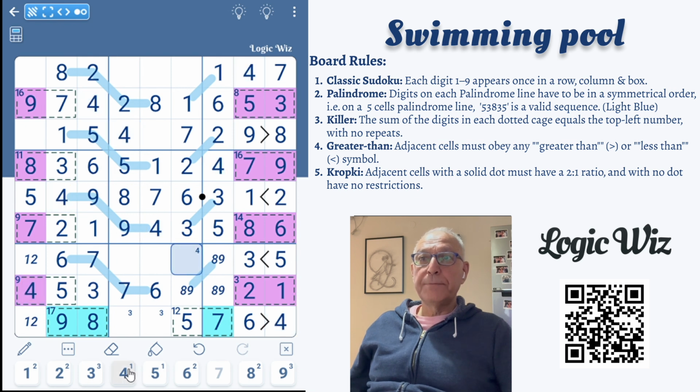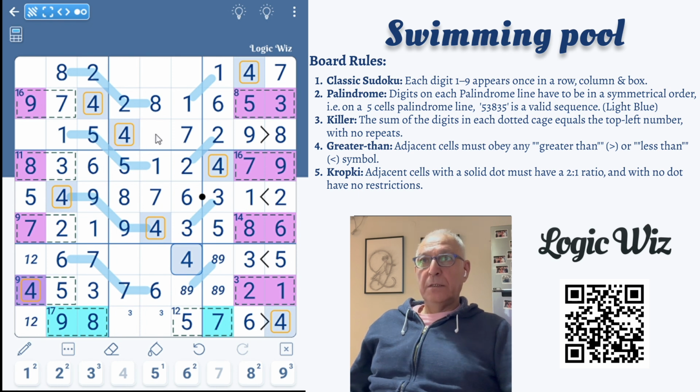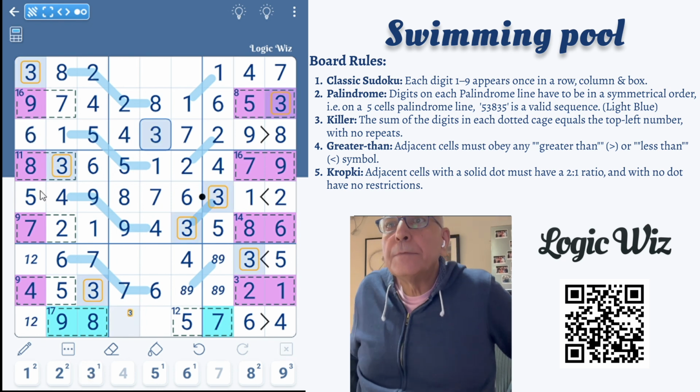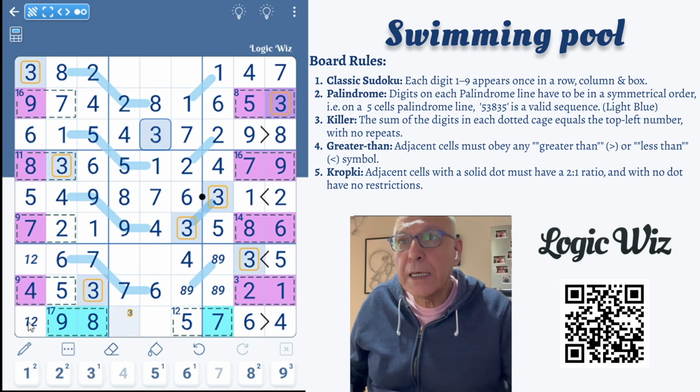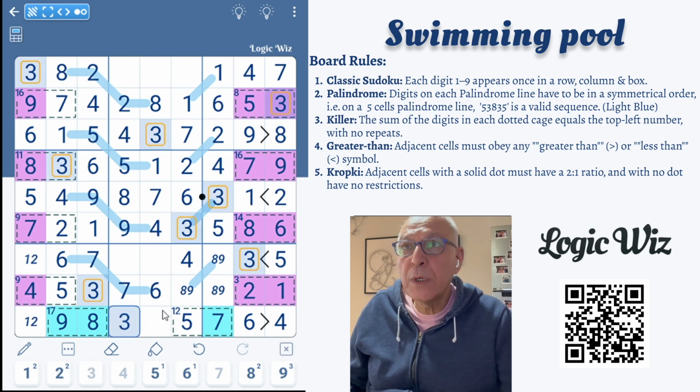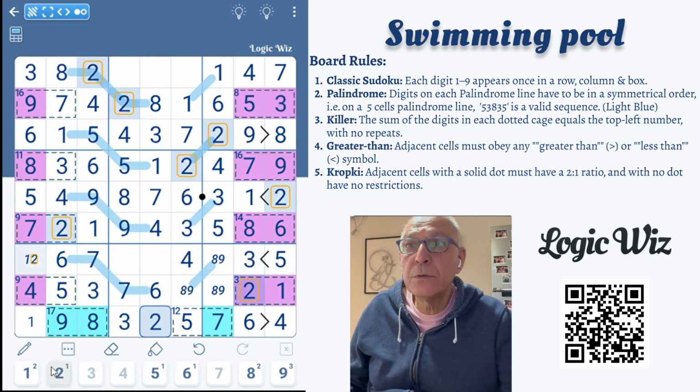Four goes here. What do we miss here? 3 and 6. 6 cannot be here because of this 6. This must be a 3. Okay, now 3 must be here. And we are missing here 1 and 2. 1 cannot be here. This one must be a 2.